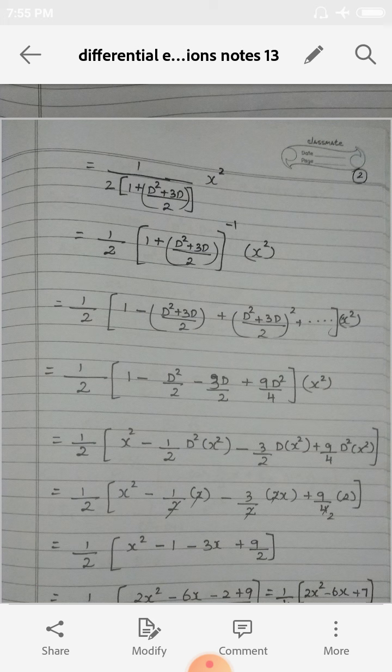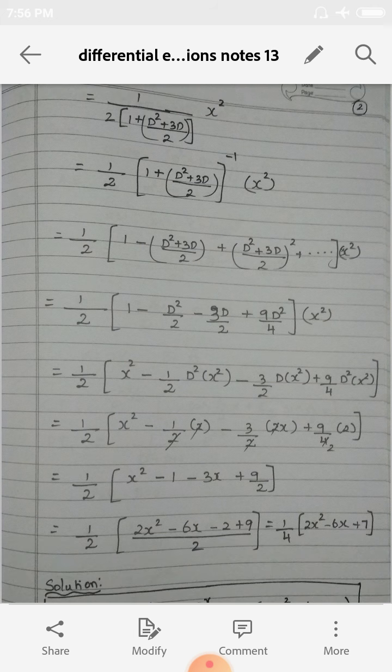So by applying the binomial expansion we get 1 by 2 into (1 minus x). What is there in place of x? d square plus 3d by 2, plus x square. x square is nothing but (d square plus 3d by 2) the whole square plus etc., into x square. Okay. Right.